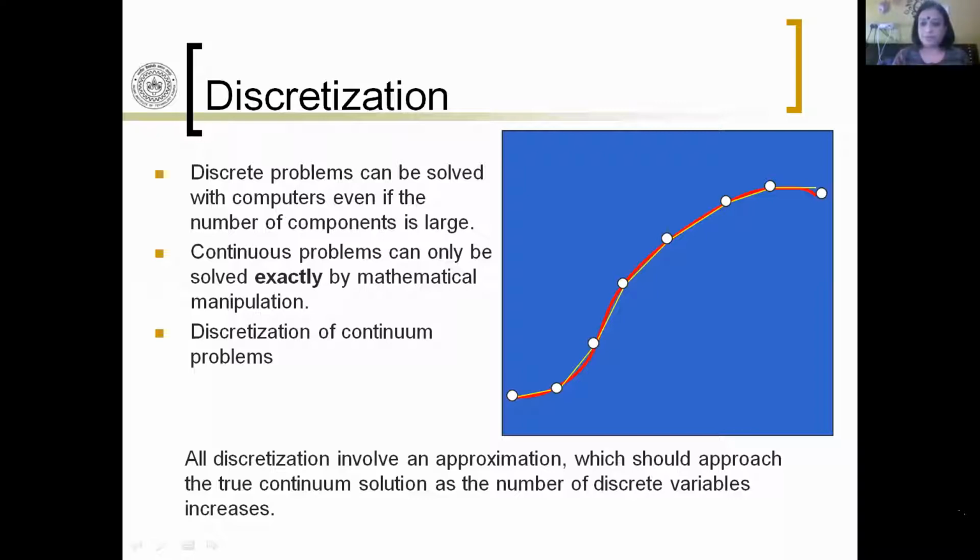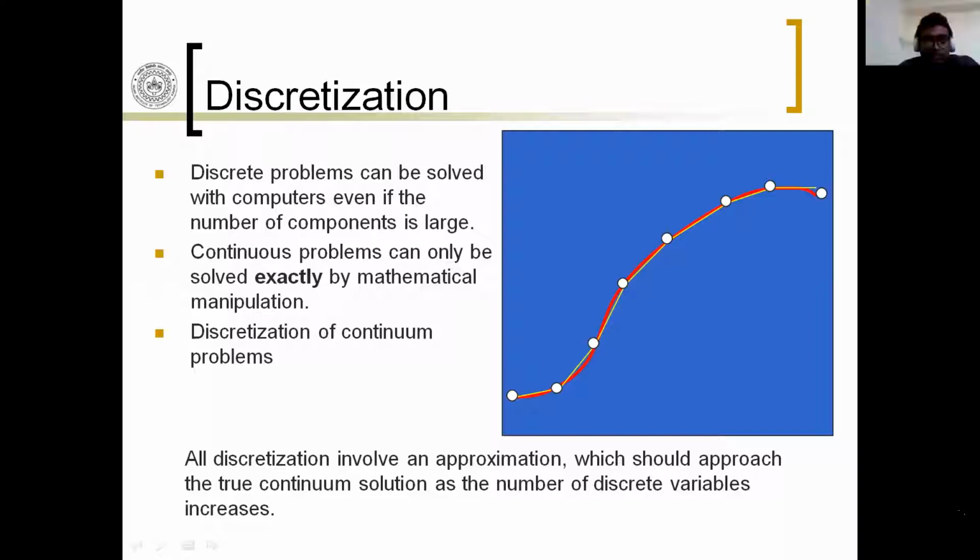Who will tell me? Reduce the error. Reduce the error, yes, but how would I reduce the error? By choosing a large number of points. One person at a time, you identify yourselves or you switch on the camera and speak. Yes, Hitesh, continue with what you were saying.